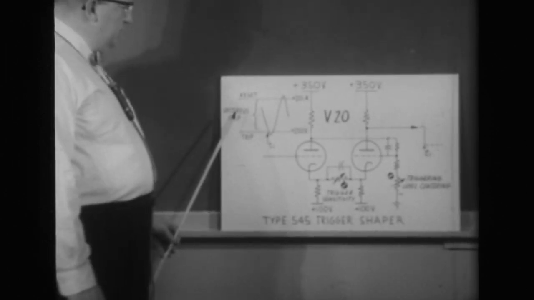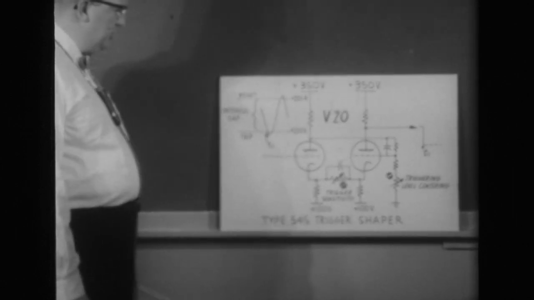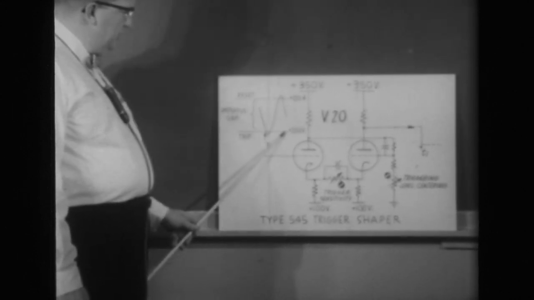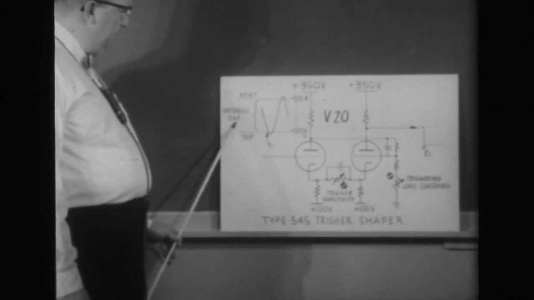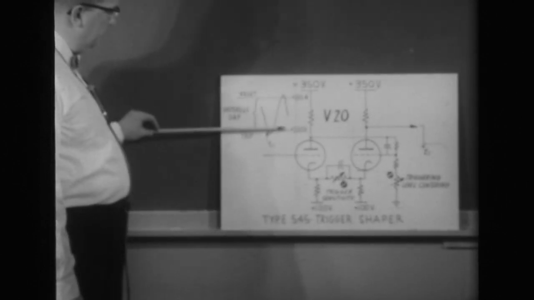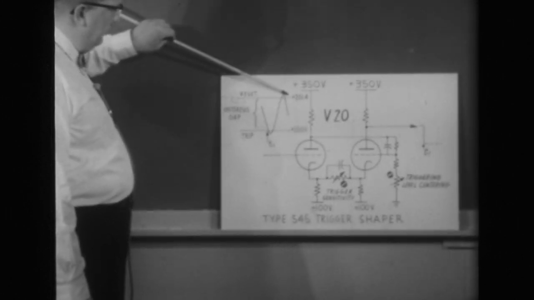Now we're pretty interested in determining, for long service of the trigger shaper circuit, the amplitude of the hysteresis gap. The hysteresis gap is defined as the difference in voltage level between the 200-volt trip level and the reset level.